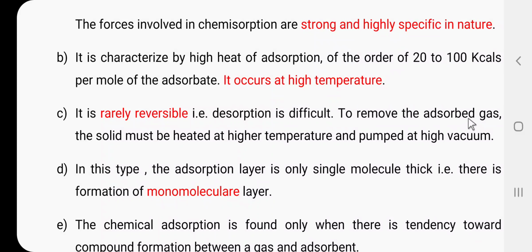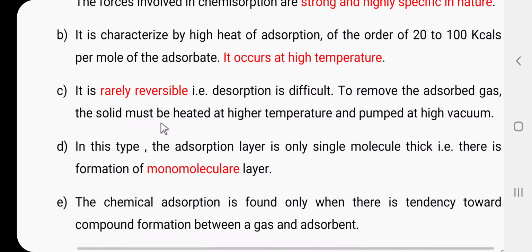To remove the adsorbed gas, the solid must be heated at high temperature and/or pumped with the help of a high vacuum or a vacuum pump. Then it is reversible, but generally it is rarely reversible.